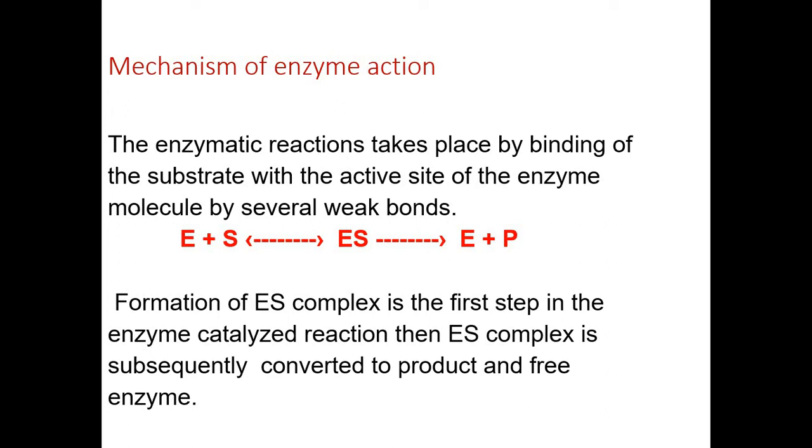So enzymatic reactions take place by binding of the substrate with the active site of the enzyme molecule by several weak bonds. So meaning you have this enzyme, and this enzyme will bind to the substrate. So if this is the enzyme, then the substrate must bind to this active site of the enzyme, di ba? So it should be able to bind like that. So this enzyme will bind to the substrate.